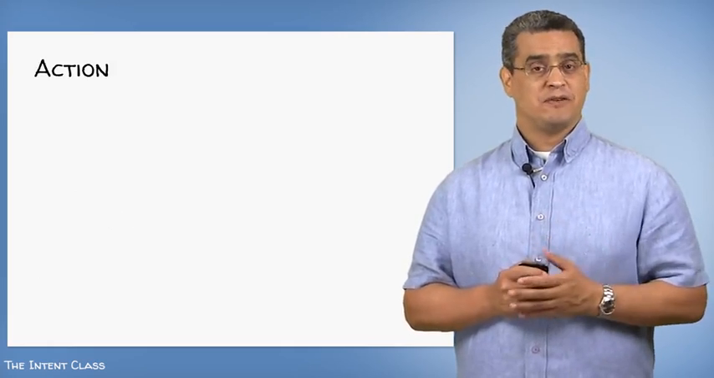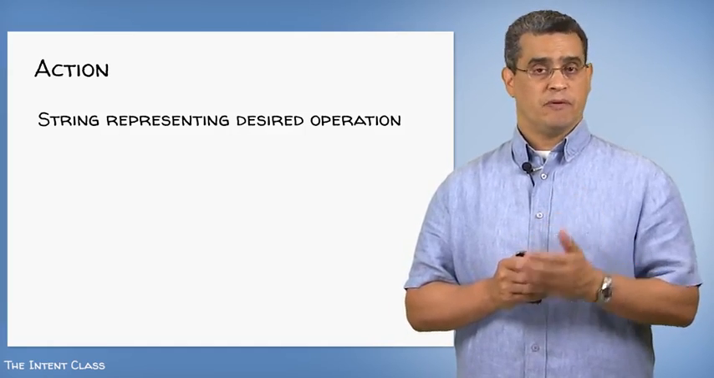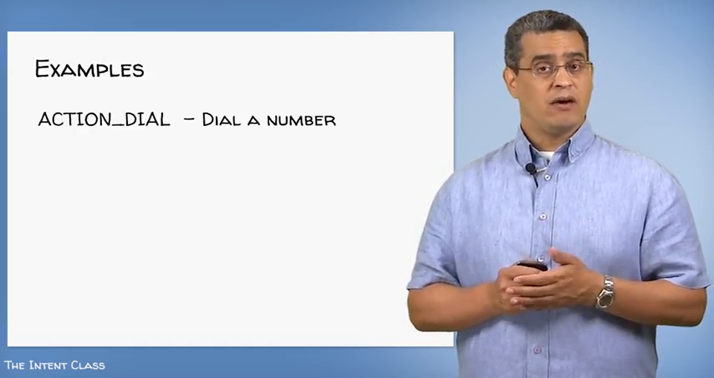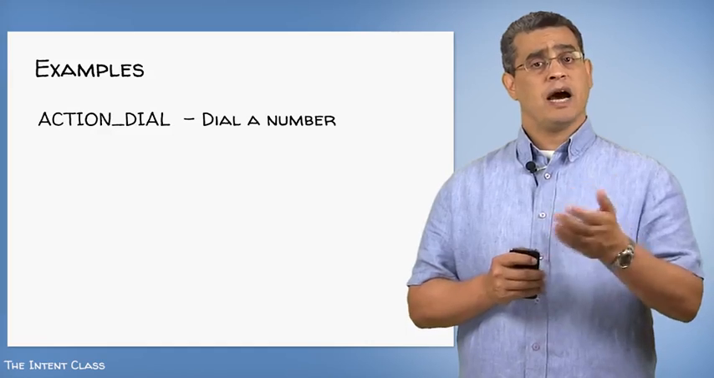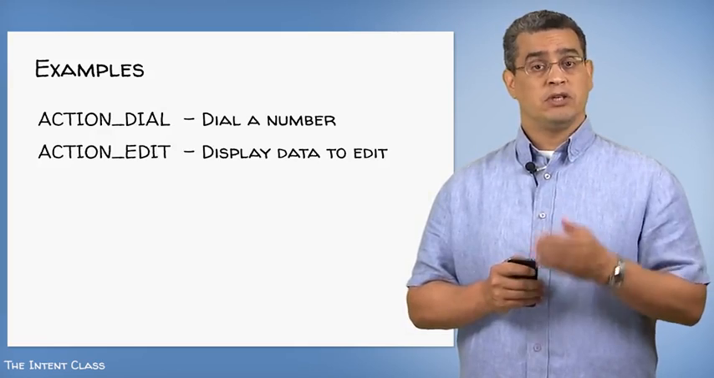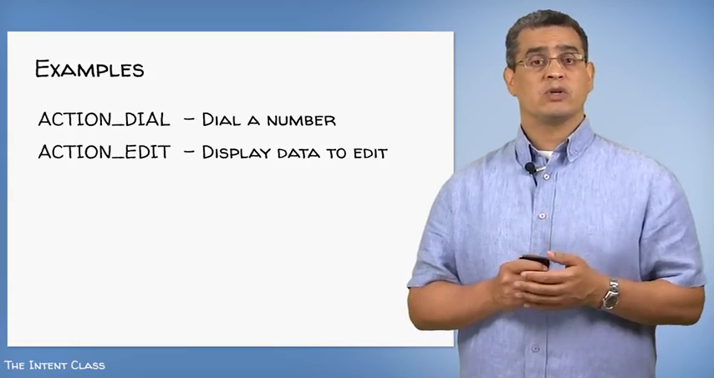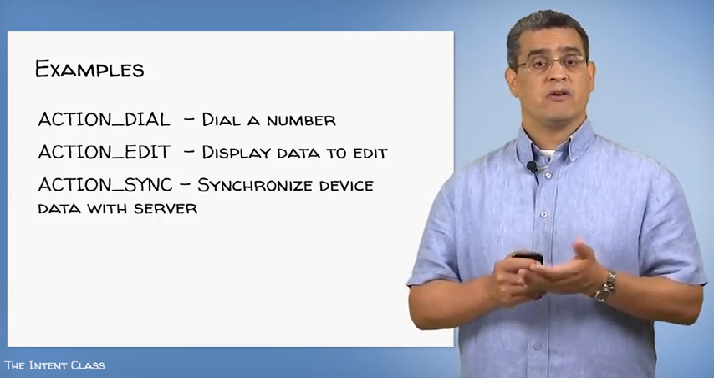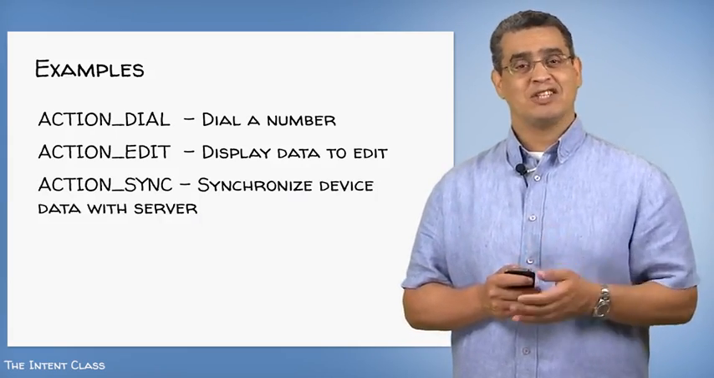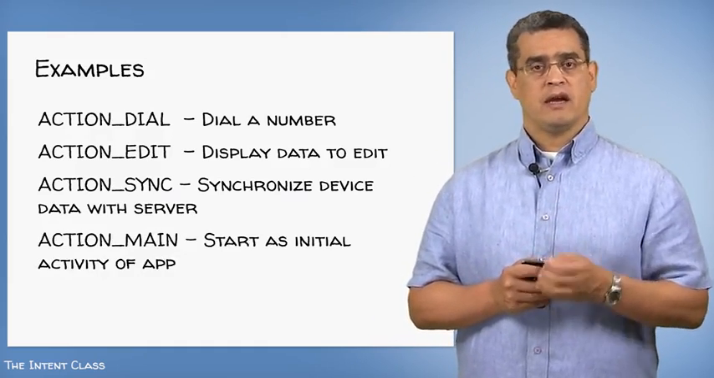An intent's action field is a string that represents or names the operation to be performed. Some built-in examples include ACTION_DIAL, which means I want someone to dial a phone number. ACTION_EDIT, I want someone to display some data for the user to edit. ACTION_SYNC, I would like to synchronize some data on my device with data on a server. And ACTION_MAIN, I want to start an activity as the initial activity of an application.